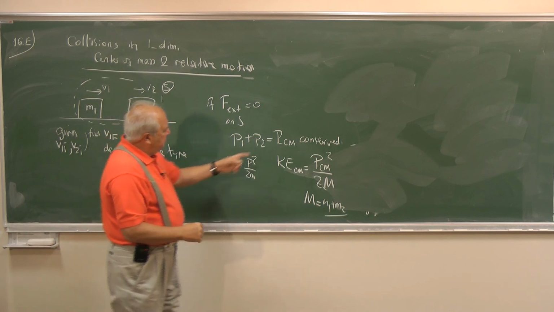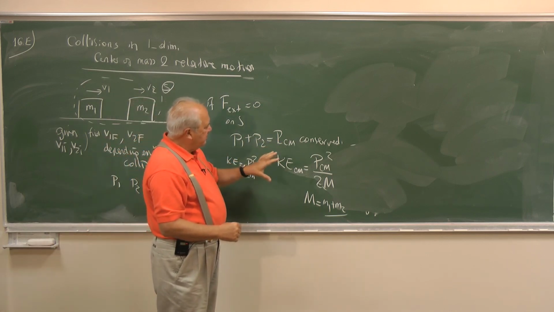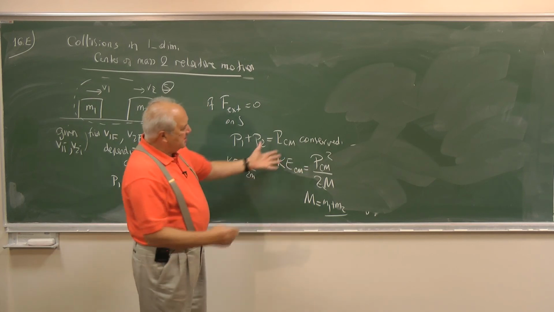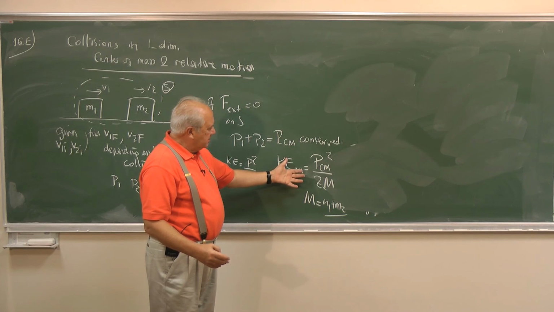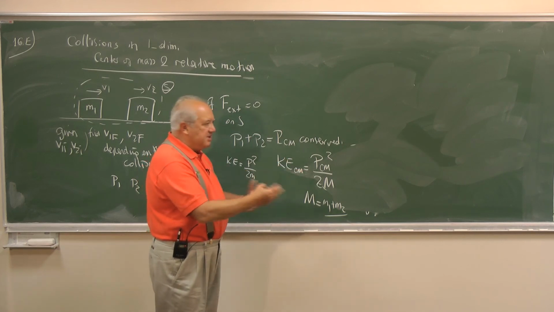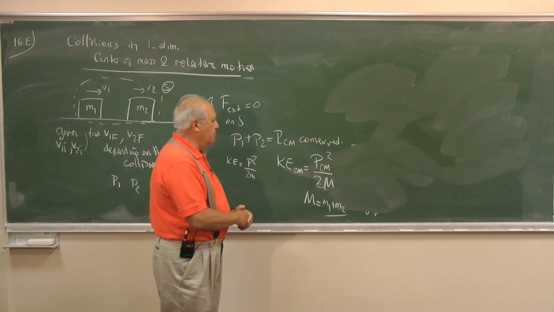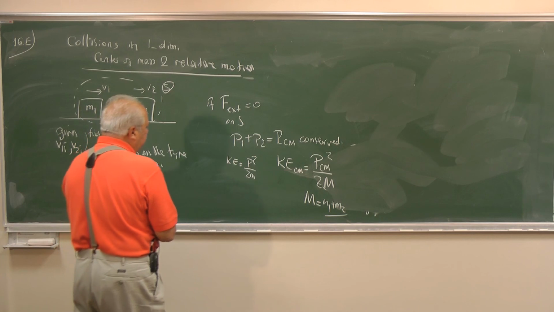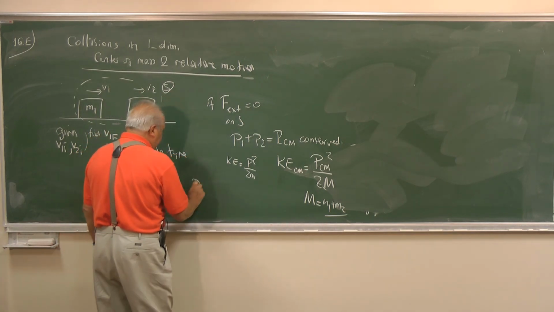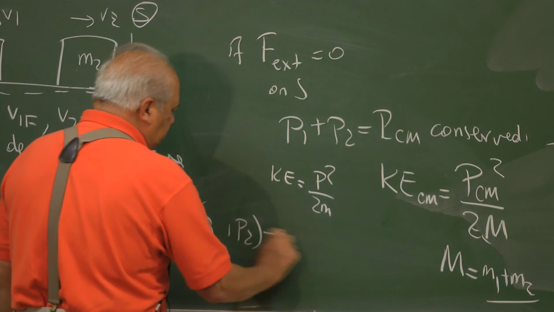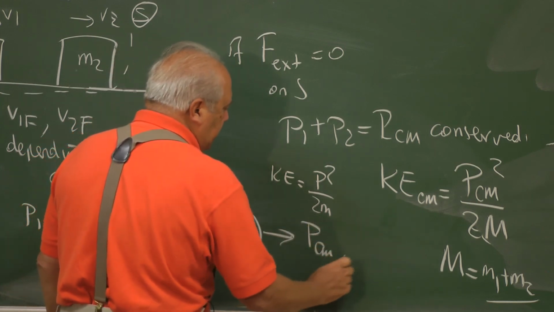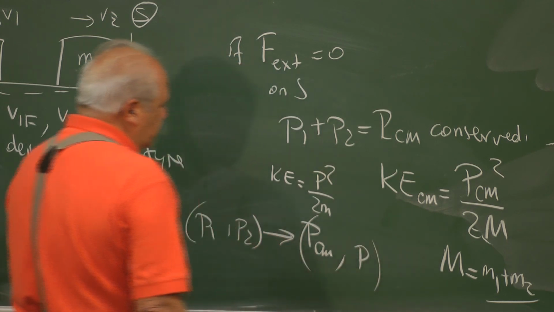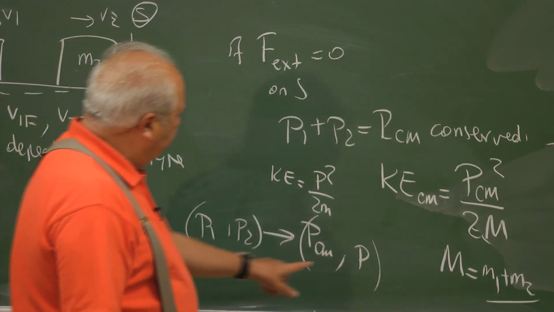Since center of mass momentum is conserved, and part of the energy is always locked in, this is not playing any role basically. The dynamics lies elsewhere. What is changing lies elsewhere. So to understand the other momentum, because from P1 and P2 we pass to P center of mass and some P, which we don't know yet. How can we find this P?